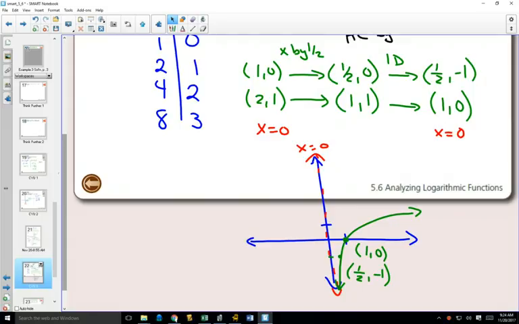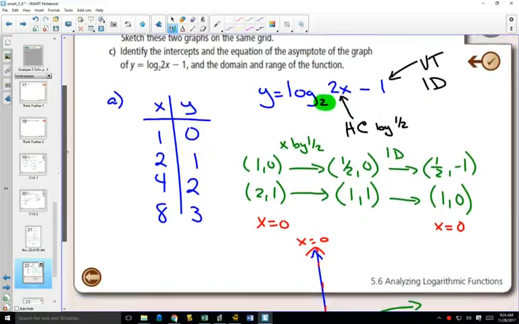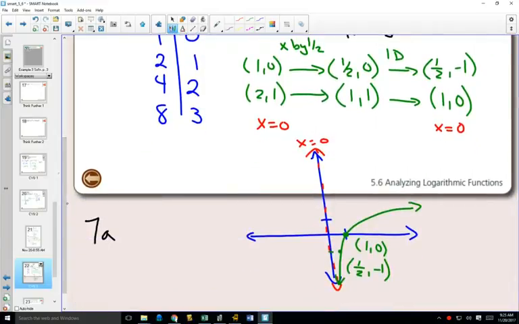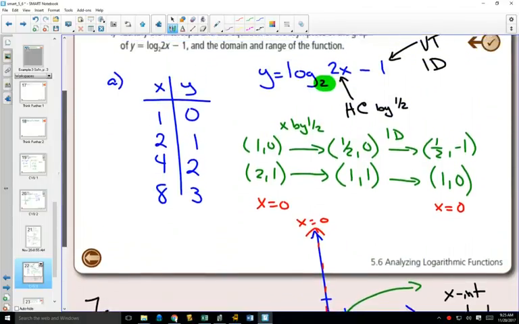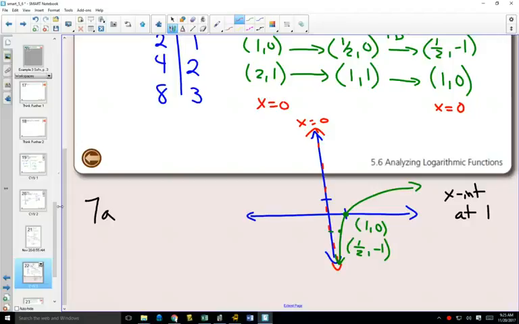So your questions for homework are 7a. Did I answer all the questions? Identify the intercepts. So we need to write the intercept. It only has an x-intercept at 1. What else did we need to say? Equation of the asymptote, domain, and range. So the equation of our asymptote is still x equals 0. The domain, x values are bigger than 0, and our range is everything.